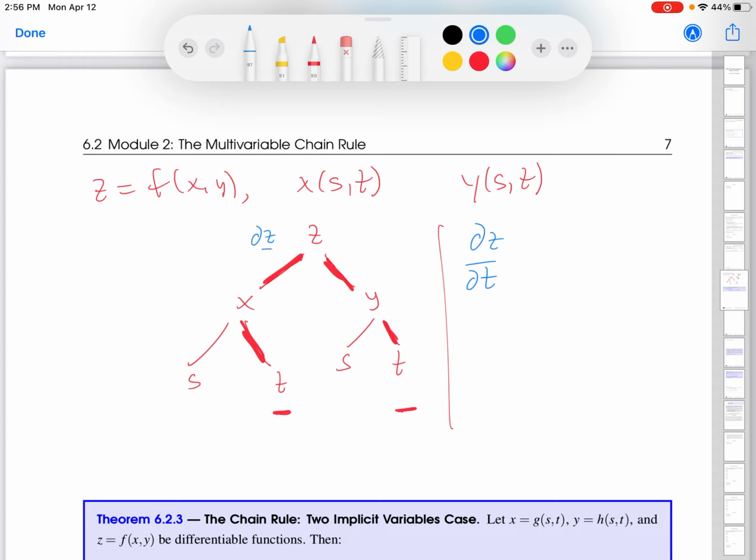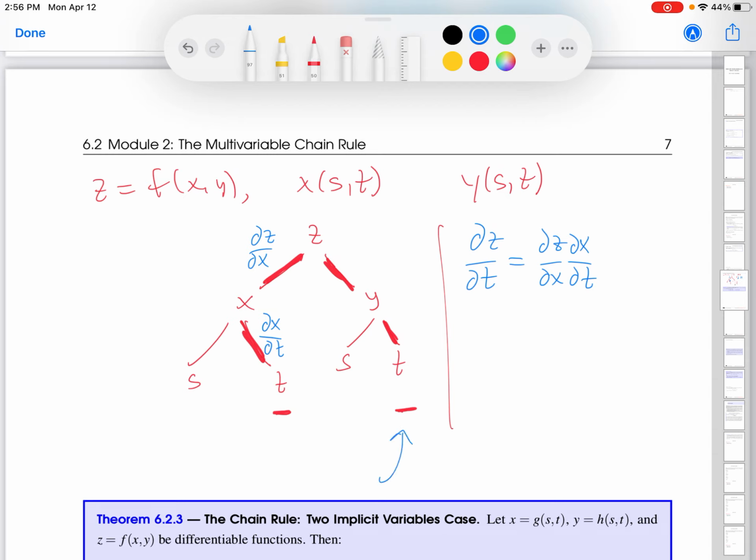This is dz dx, and this is partial x partial t. Why is it a partial and not a dx dt? Well, because x is not a single variable function. It's a function of two variables. So in choosing this path over here, I am choosing to basically ignore the s. And that's essentially what the partial derivative does. So dz dt has a term that looks like this.